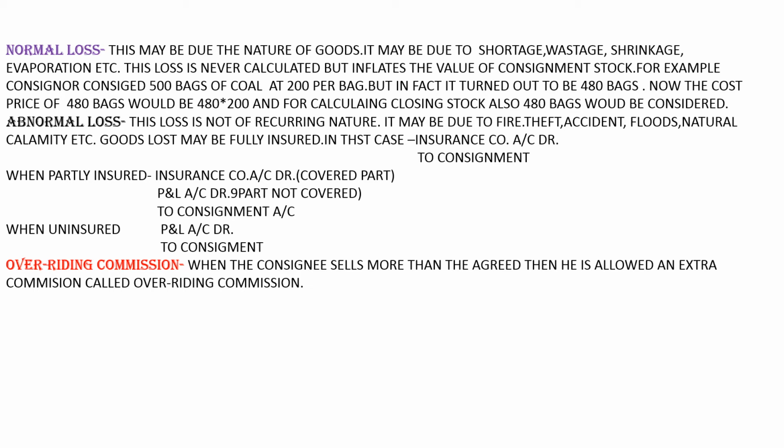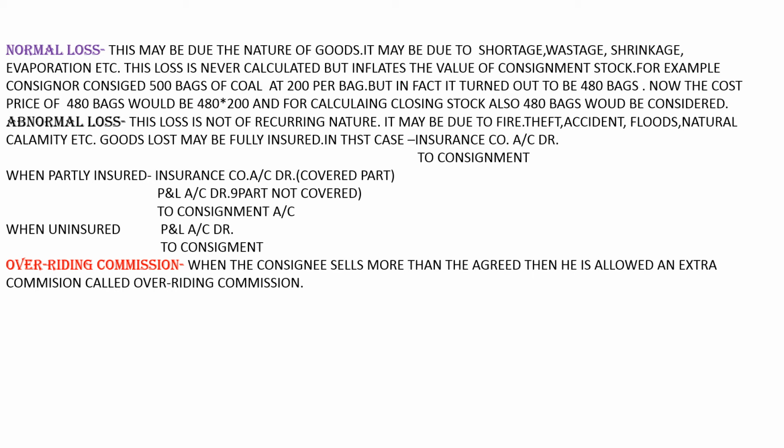Then the other one is abnormal loss. This loss is not of a recurring nature. What do you mean by recurring nature? That it does not repeat again and again. Every year it does not happen. It is once in a blue moon only. It may be due to fire, theft, accident, floods, natural calamity, etc.